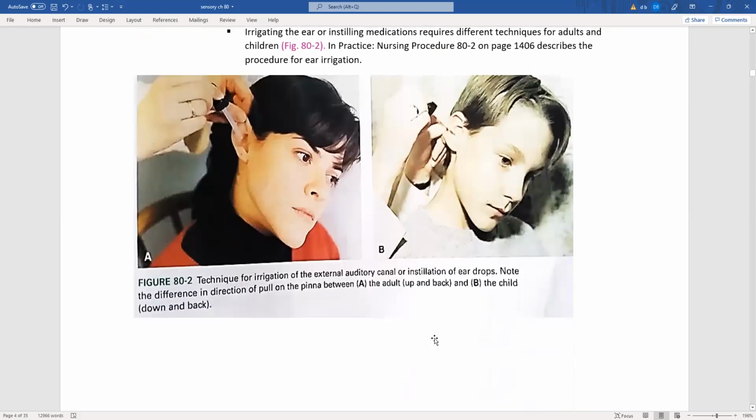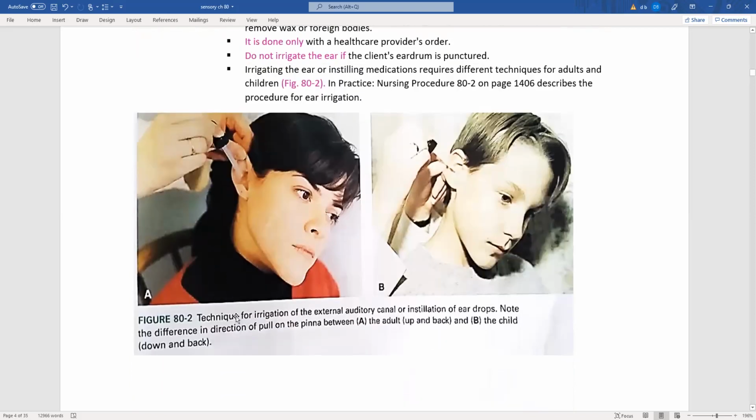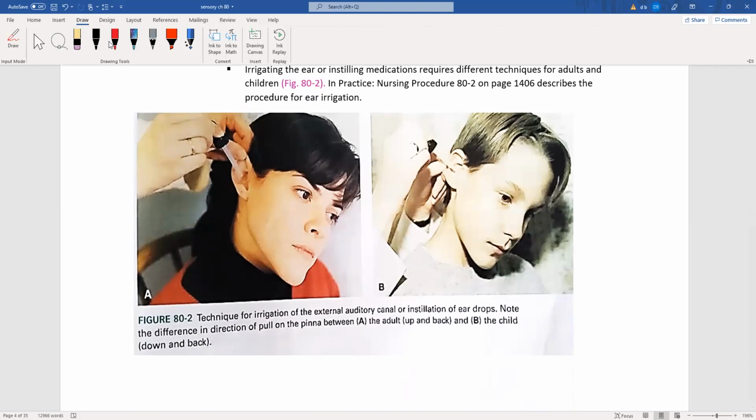This is what we have here: the technique for irrigation of the external auditory canal or instillation of eardrops. Note the difference in direction of pull on the pinna between the adult and the child. Remember, this might be on the test. This is the kind of stuff they will put on the test.